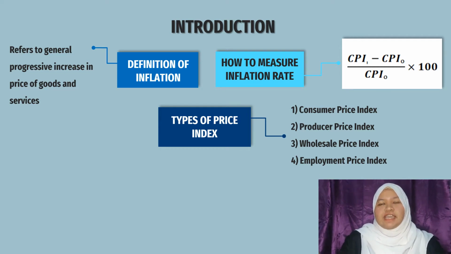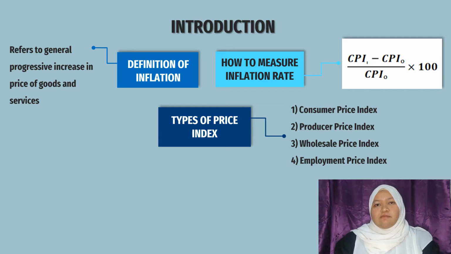In economics, there are a few types of price index such as consumer price index, producer price index, wholesale price index, and employment price index. However, in measuring the inflation rate, we use the consumer price index by subtracting the past date CPI from the current date CPI, dividing the answer by the past date CPI, and then multiplying the result by 100.